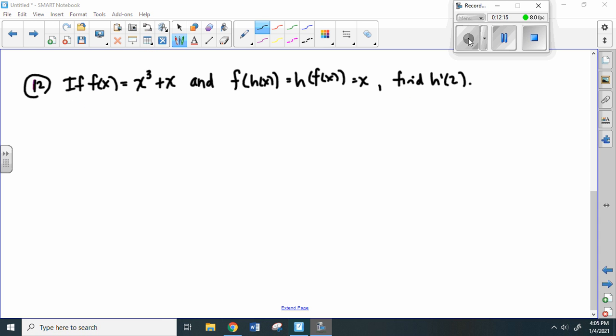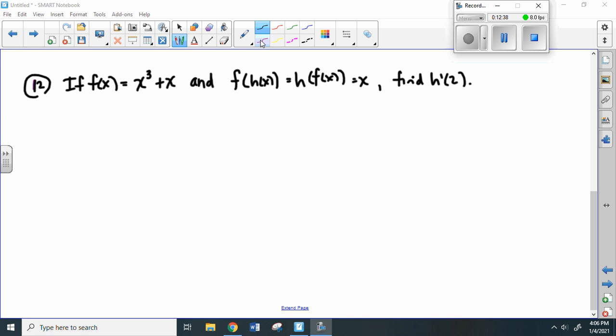All right, for this next example, I have written the information a little bit differently, and I actually gave you a function. So I'm telling you that f of x is equal to x cubed plus x. And then I'm telling you that f of h of x equals h of f of x, which equals x. Now I want you to find h prime of 2.